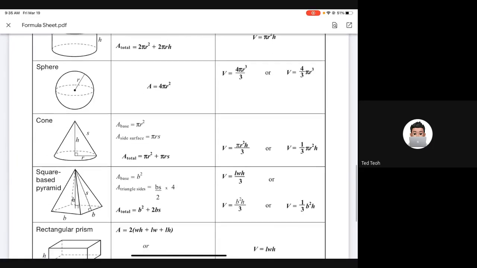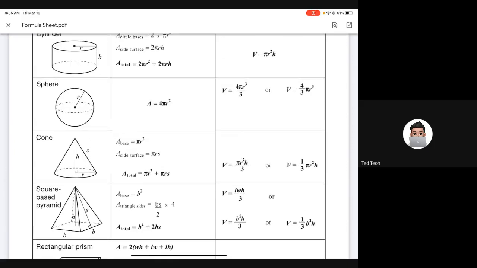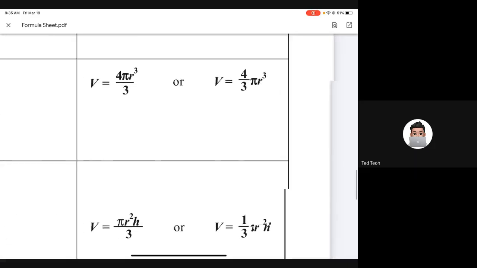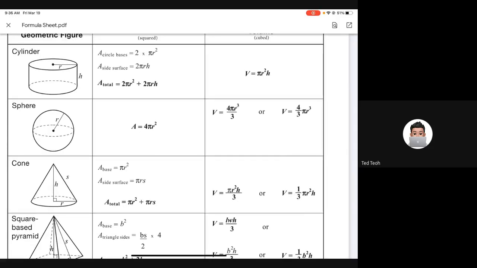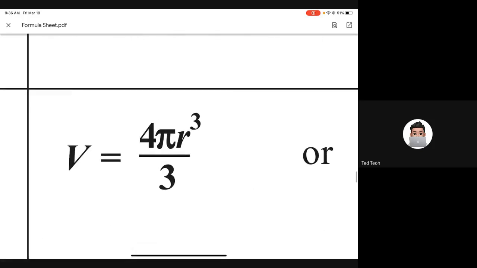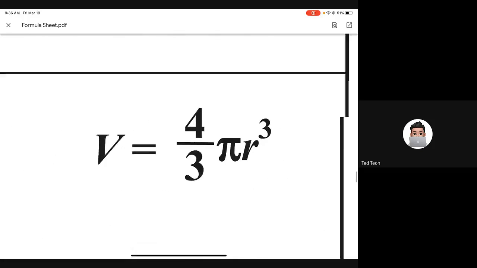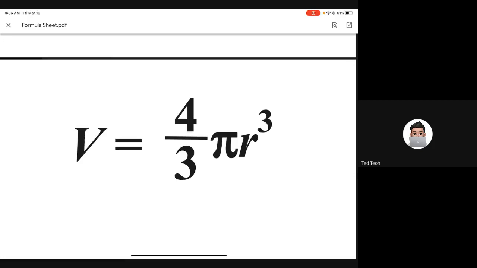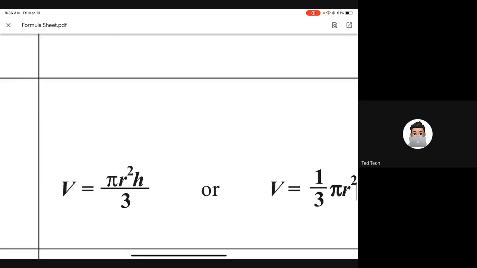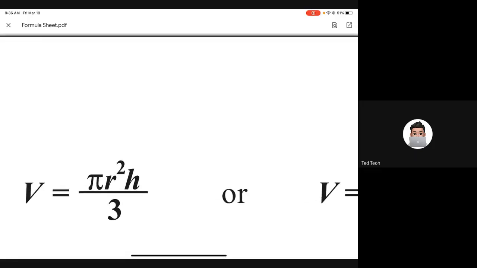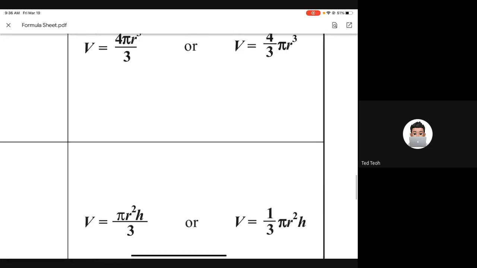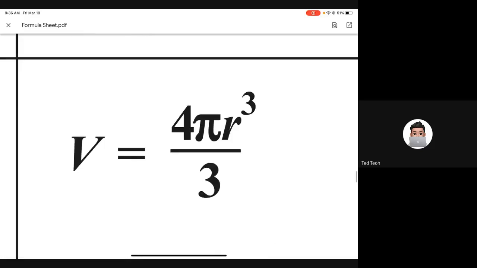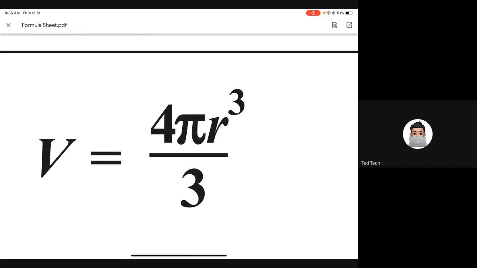All right, so we're going to be working on cone and sphere. Here's where the two formulas are. You notice that there are two types of formulas. There's the one where it says 4 pi r cubed over 3 for sphere. I prefer to use this formula where it has a fraction. The same thing with a cone: it's pi r squared h divided by 3, or 1 over 3 pi r squared h. I actually like to use the first formulas first, and I'll show you why when we do an example.